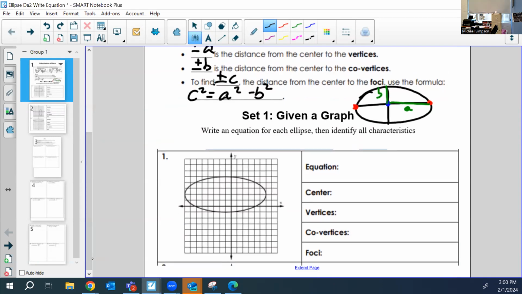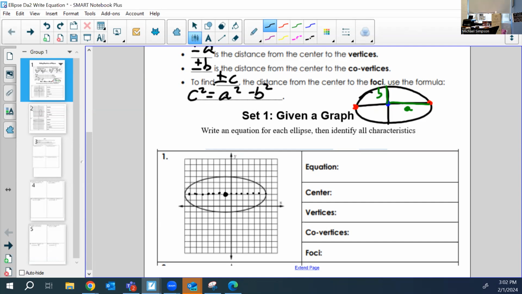So real quick, here you're given a graph to write the equation. The first thing I'm going to do is find my center. Let's count this off real quick. Count off 1, 2, 3, 4, 5, 6, 7, 8, 9, 10, 11, 12, 13, 14. So 7 is my mid. 1, 2, 3, 4, 5, 6, 7. So that is my center right there.